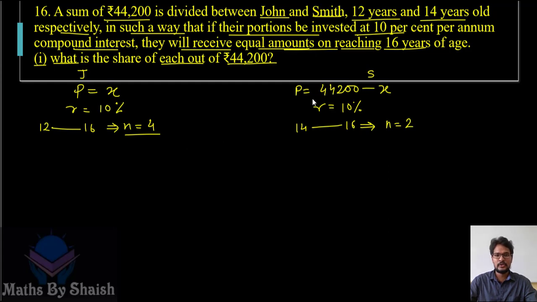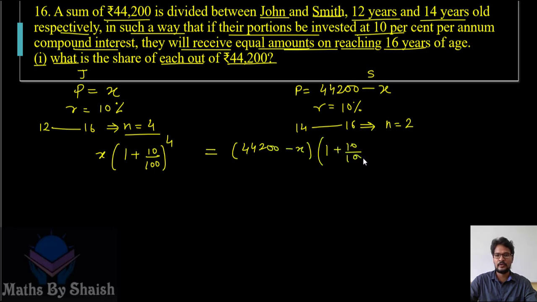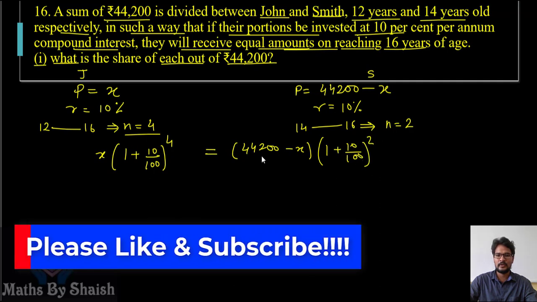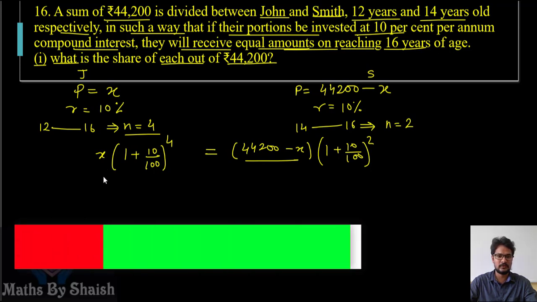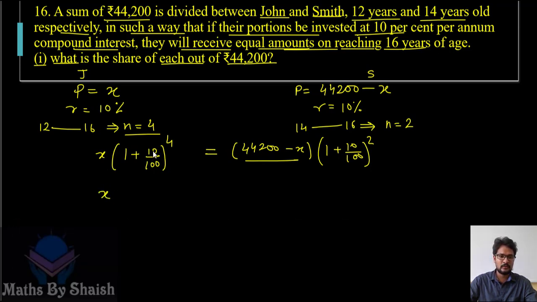Now these are the two cases, and since the condition is given that the amounts received by them are equal, we can directly calculate the amounts and equate them. For John it is X times 1 plus 10 over 100 to the power 4, and for Smith it is 44,200 minus X times 1 plus 10 over 100 to the power 2. This is P in John's case and in Smith's case. So this can be calculated again.